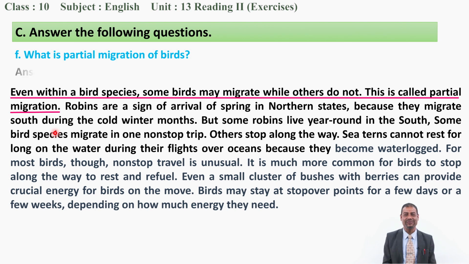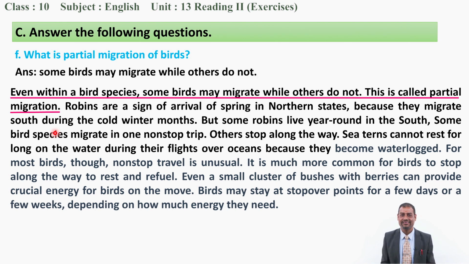Oh yes. See, some birds may migrate while others do not. Some birds within the species, in the same type also, some birds like to travel from one place to another place, some birds do not like. So it means that some birds do, some birds do not. So it is partial migration. Okay, so got it? Good job.